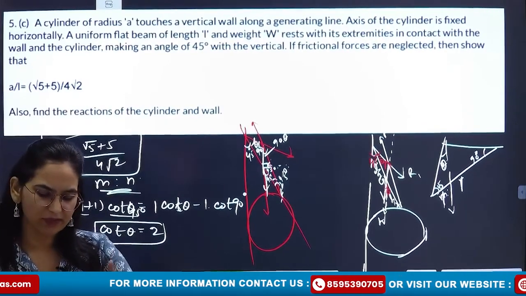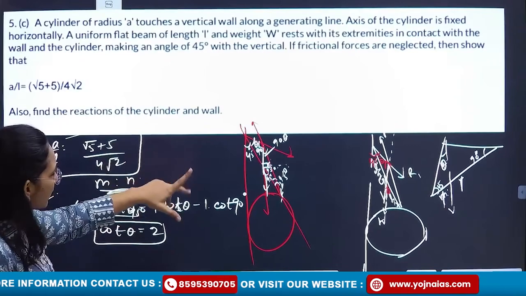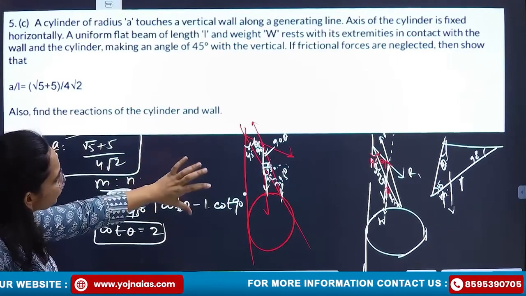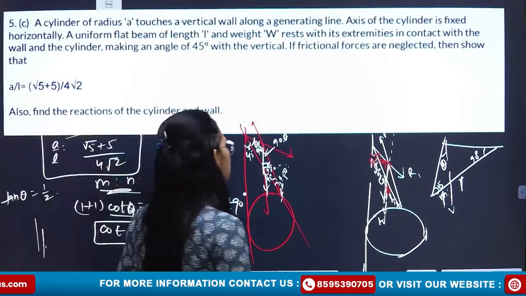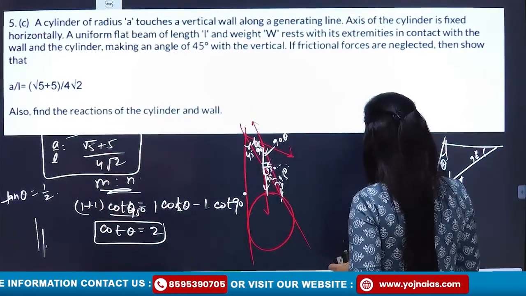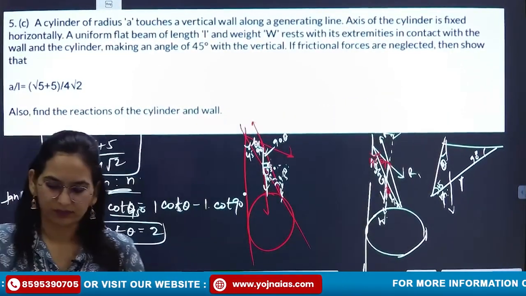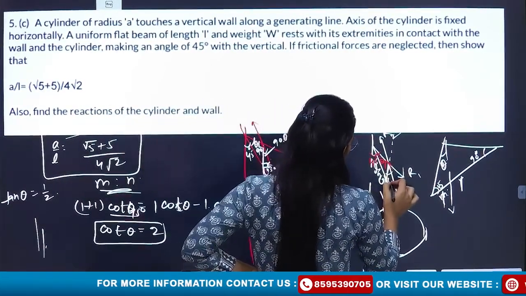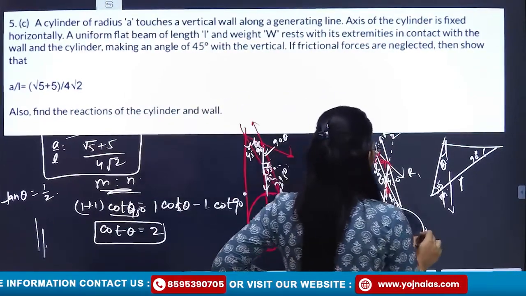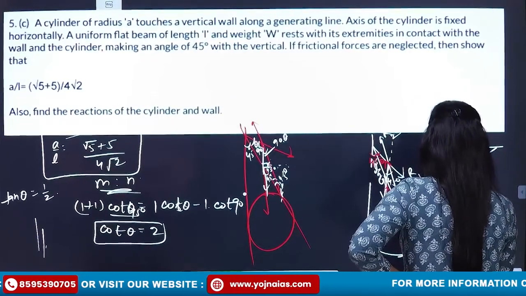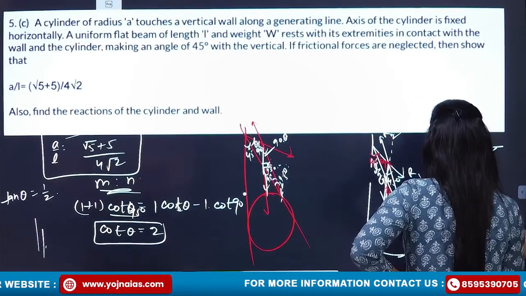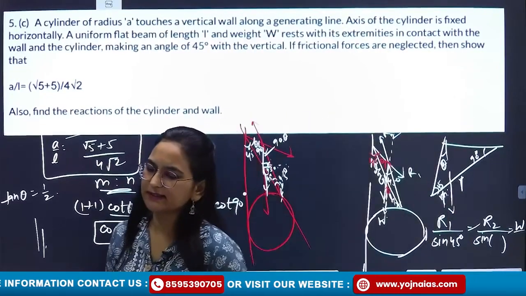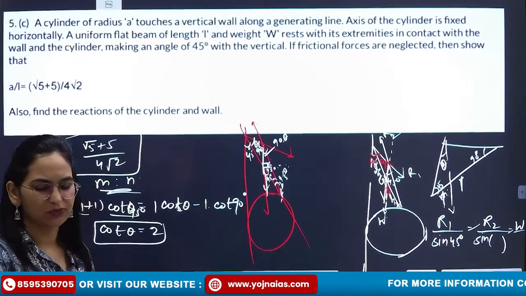And after that we will apply Lami's theorem. Lami's theorem says that if your reaction is R1, R2 is another reaction, take the angle between R2 and W. What is the angle between R2 and W? R2, this is W, then what is this? We found it here, 45 degree, right? R1 by sine of the other two angles, that is 45 degree, R2 by sine of the other angle, and then there would be W by sine of the other two angles. And write these angles. After that, you will be able to find out R1, R2, and W.